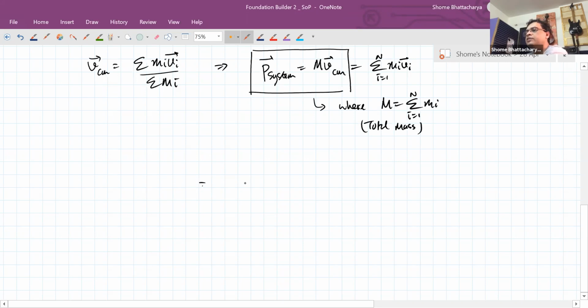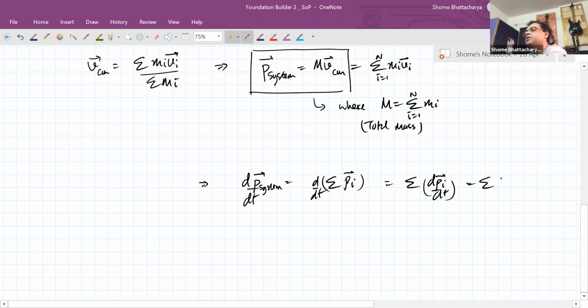And further, when we differentiate this, we see that the rate of change of momentum for the system becomes the summation of the rate of change of individual momenta of the particles. So that becomes the summation of the net force acting on the ith particle. So we had seen that when we take the summation of forces over all particles in the system, then that equals what? It equals the net external force.